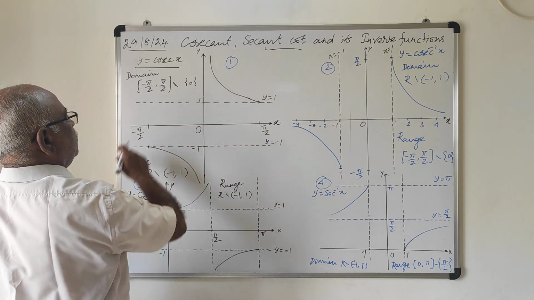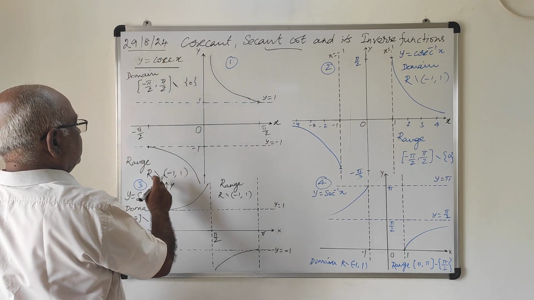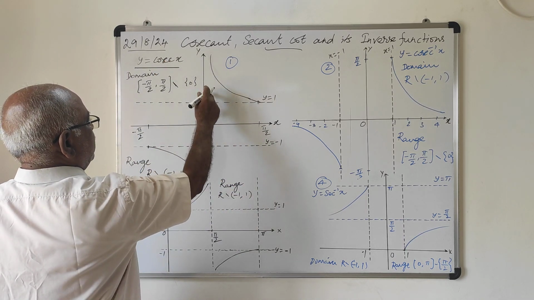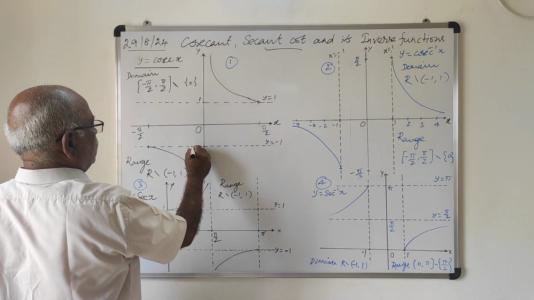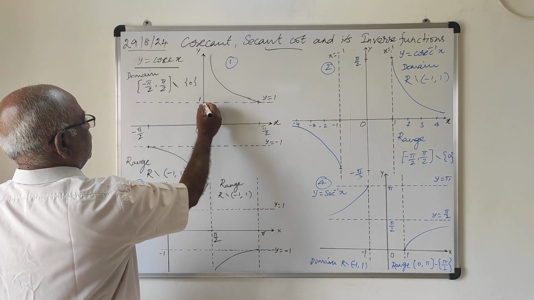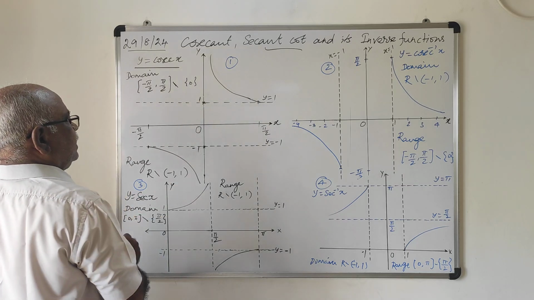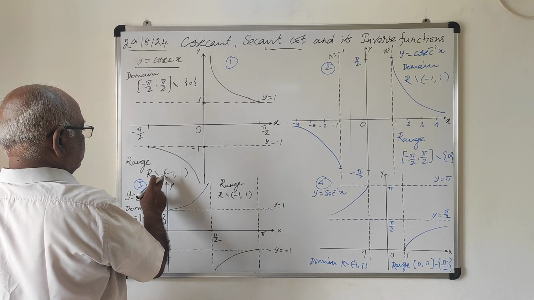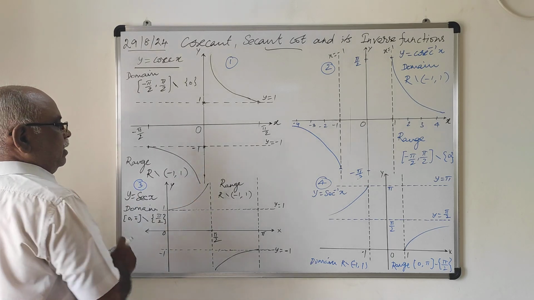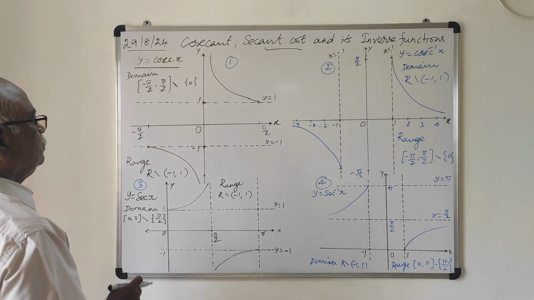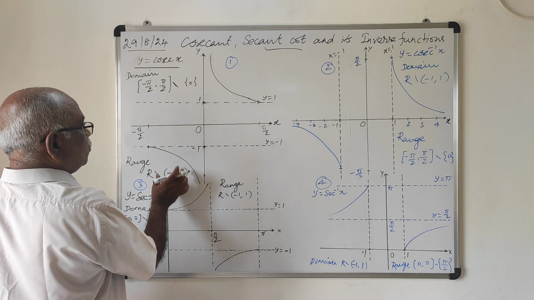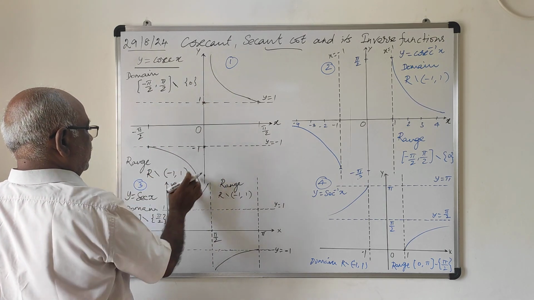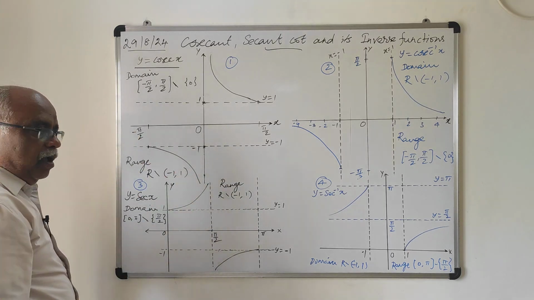And the range of cosecant x is the real line except minus 1 to 1. Except these 2 points in the real line, or except the interval minus 1 comma 1. This is the range of cosecant x. The interval minus 1 to 1 is excluded from the real number line R.